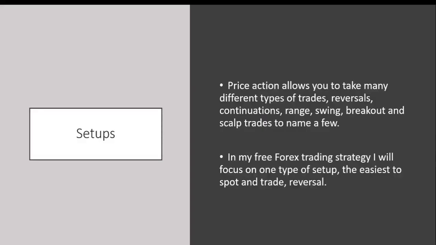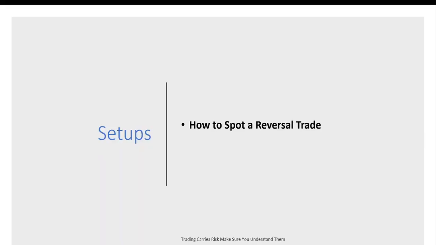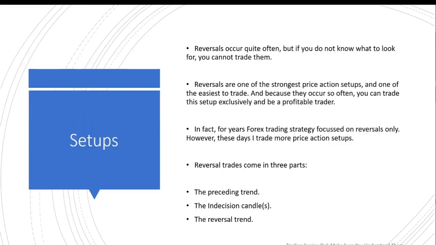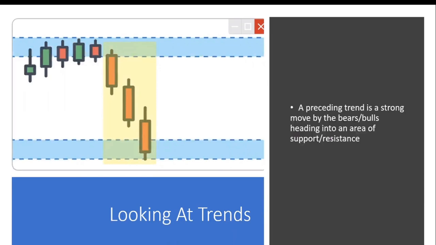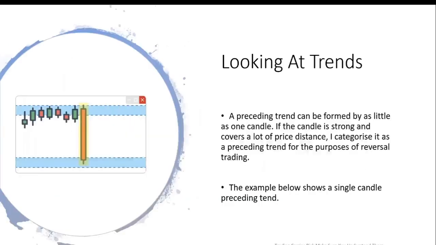So price action allows you to take many different types of trades: reversals, continuations, ranging, swinging, breakout, scalp trades, just to name a few. So we want to look at the direction. We want to look for a chart pattern. We want to look at support and resistance, and then we want to wait for our third candle breakout. And we have got ourselves a simple trading strategy.